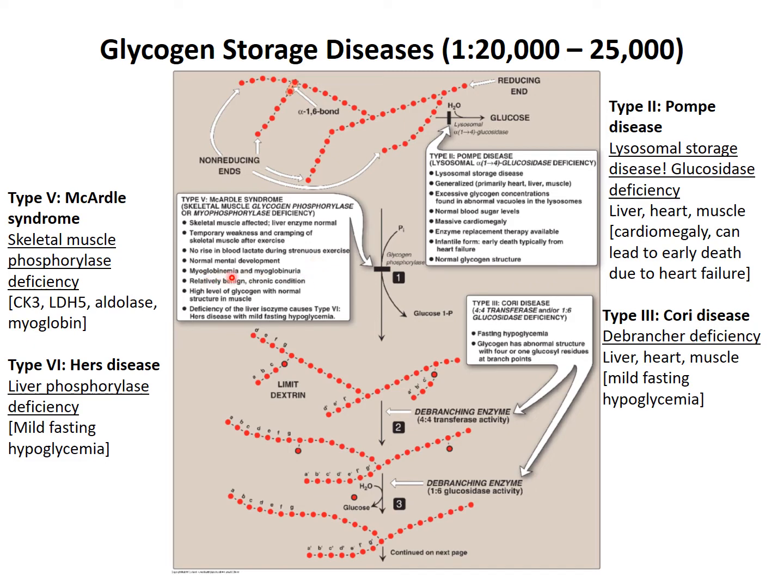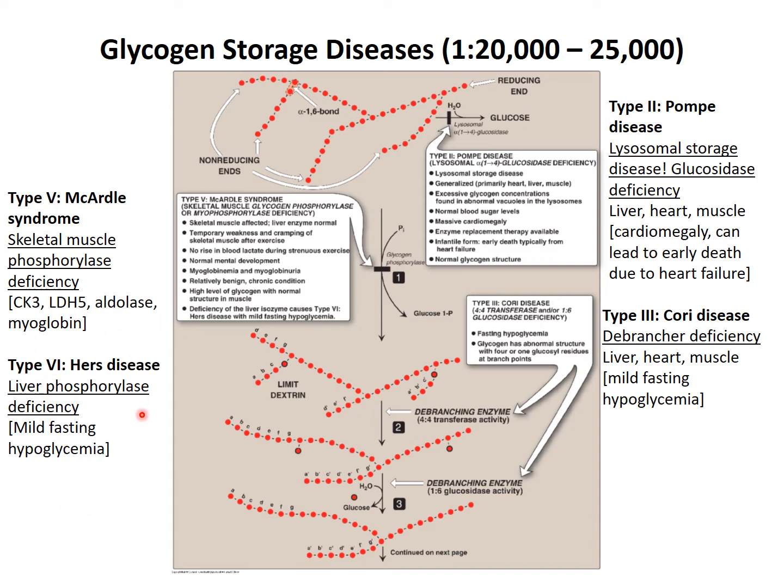So myoglobinuria means that the myoglobin, which is an oxygen storage protein in the cytosol, will leave the cell. CK3, LDH5, aldolase, myoglobin will be detected in the blood, which all relates to muscle cell damage. All right, high level of glycogen, of course, because phosphorylase is not working efficiently.